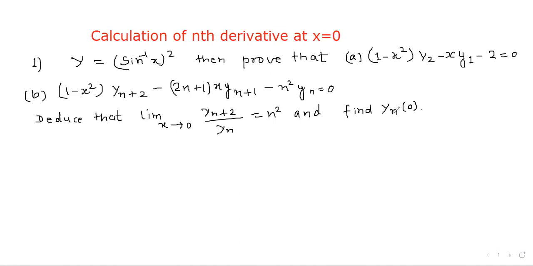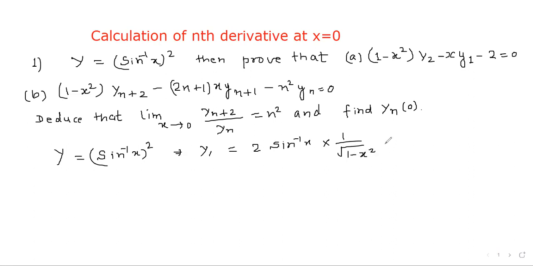Let's see the solution. So we are given y equals (sine inverse x) whole square. We can differentiate it. So y1 will be twice of sine inverse x times the derivative of sine inverse x, 1 upon root of 1 minus x square. Now let's write it as equation number 1.